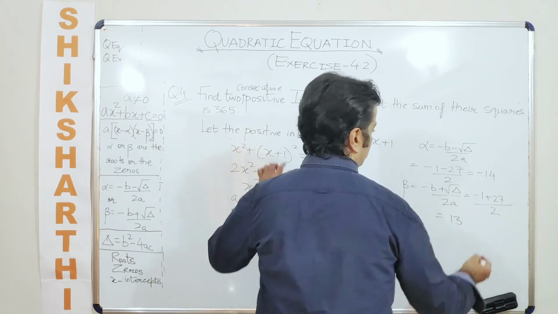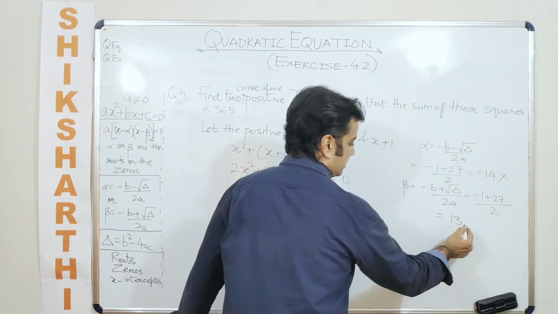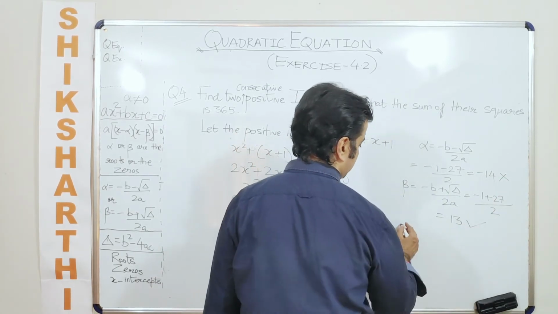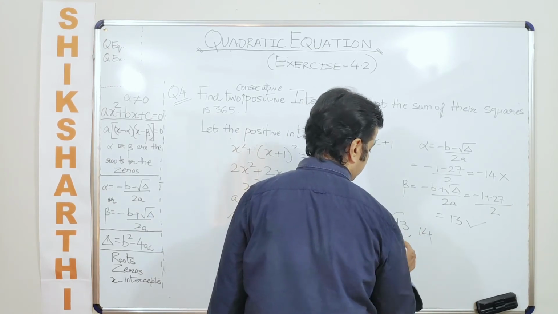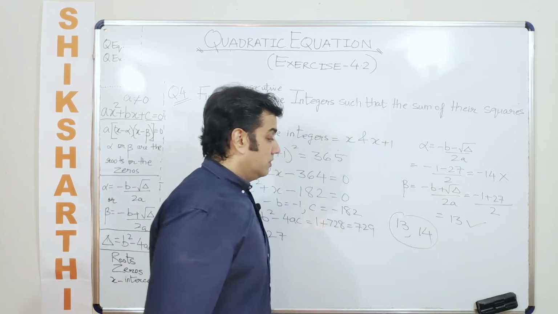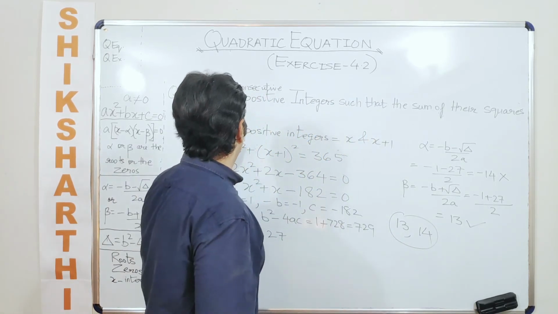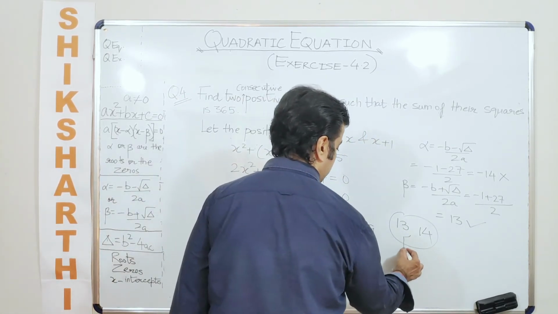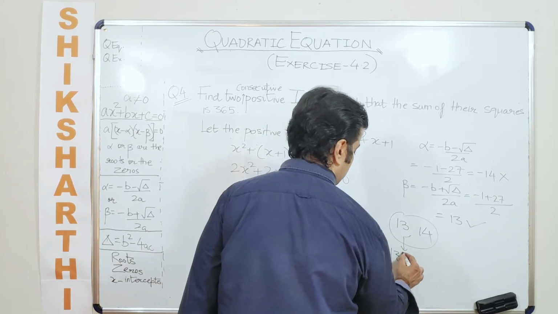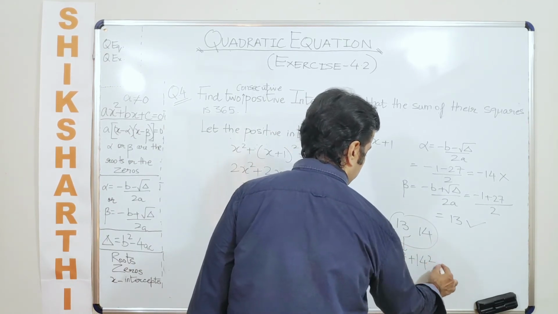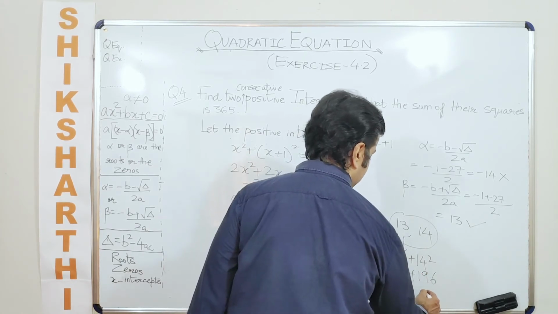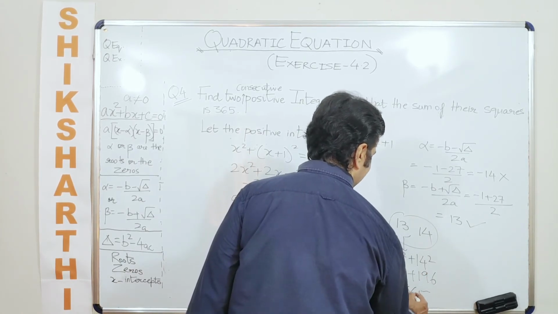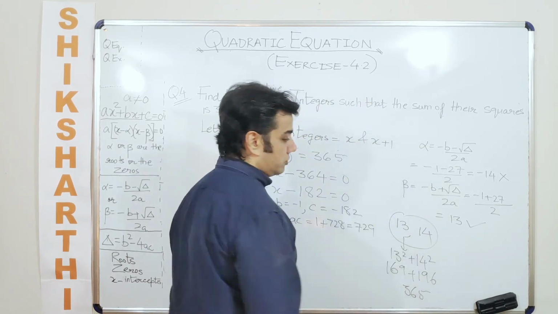Now since we are talking about positive integers, we have to exclude this and we include this only. In that case, we are talking about one positive integer as 13 and the other as 13 plus 1. The sum of their squares should be equal to 365. So you can just check out the answer. How much is 13 square? And then you add it to 14 square. So 13 square is 169 plus 14 square, which is 196. And this should come out to be 365, which it comes out to be.